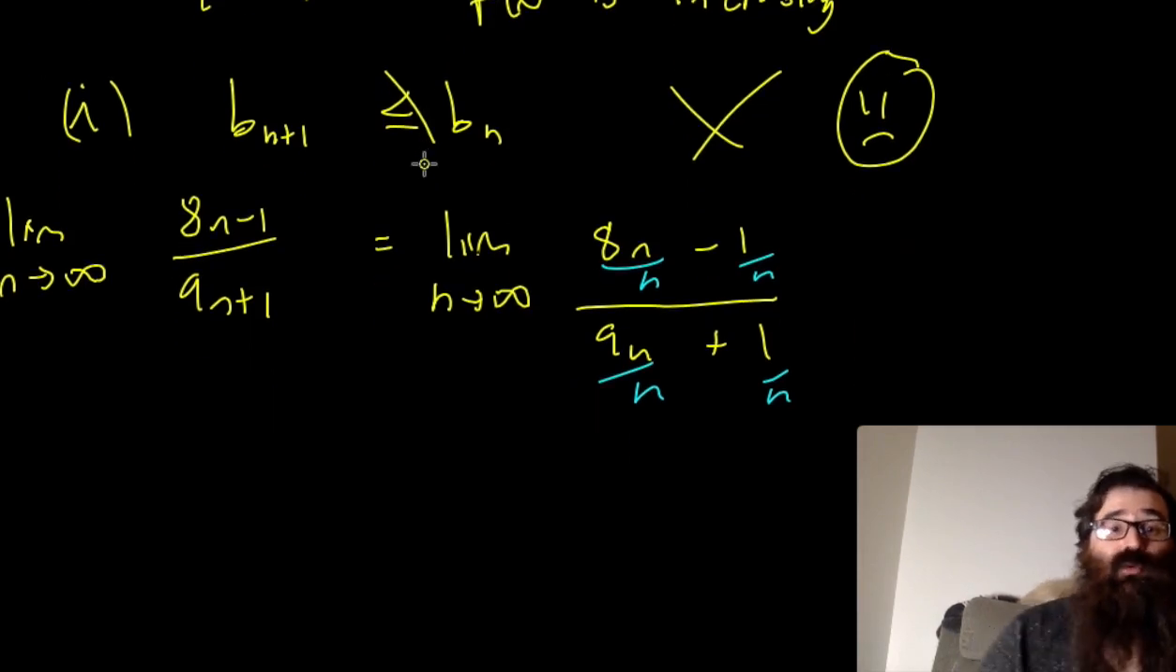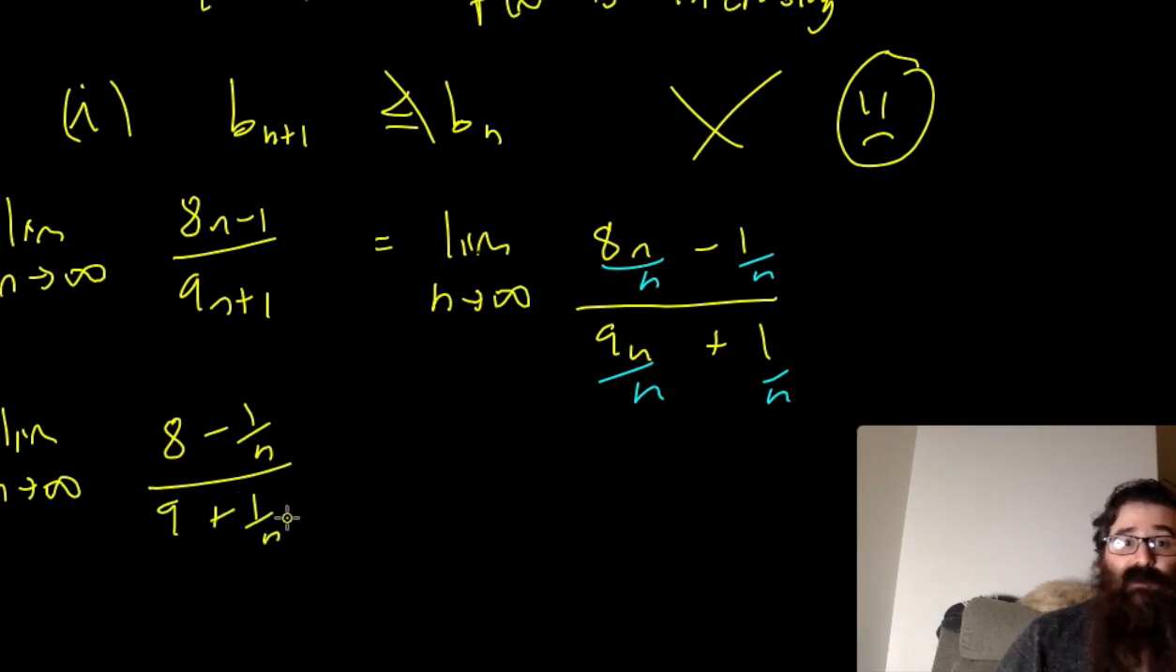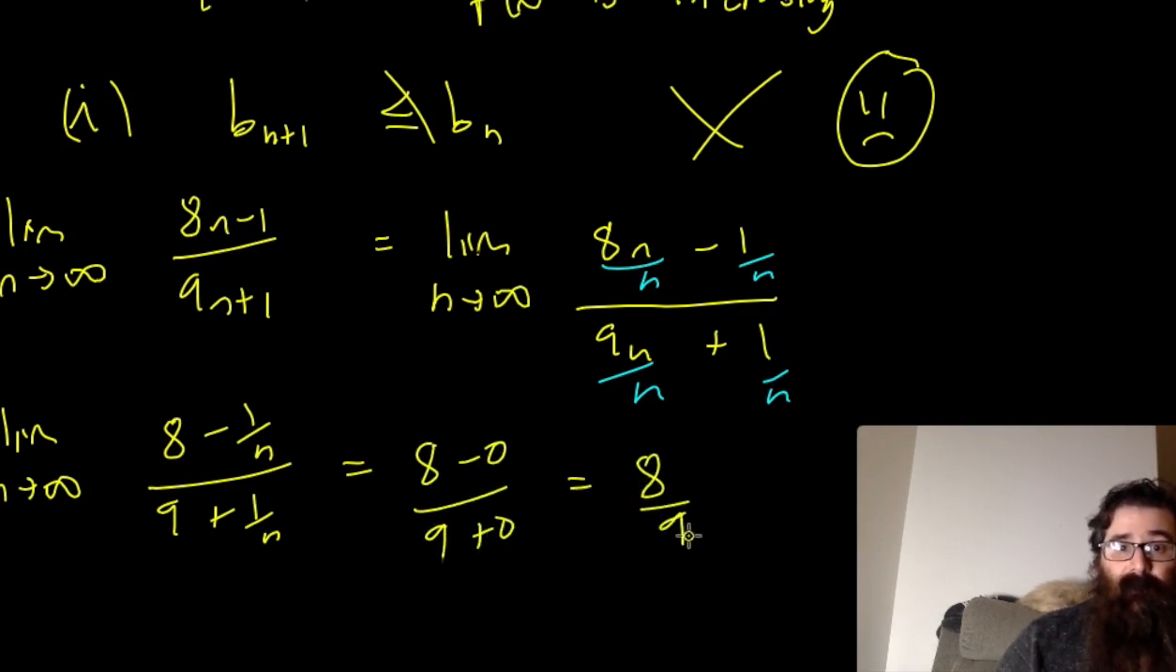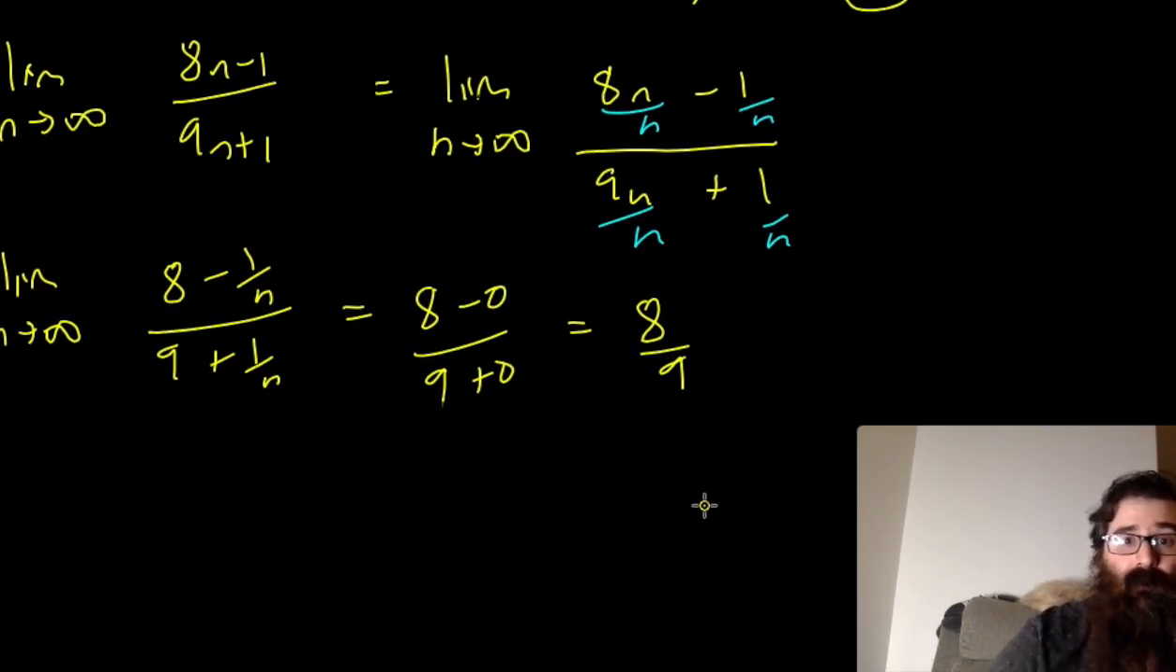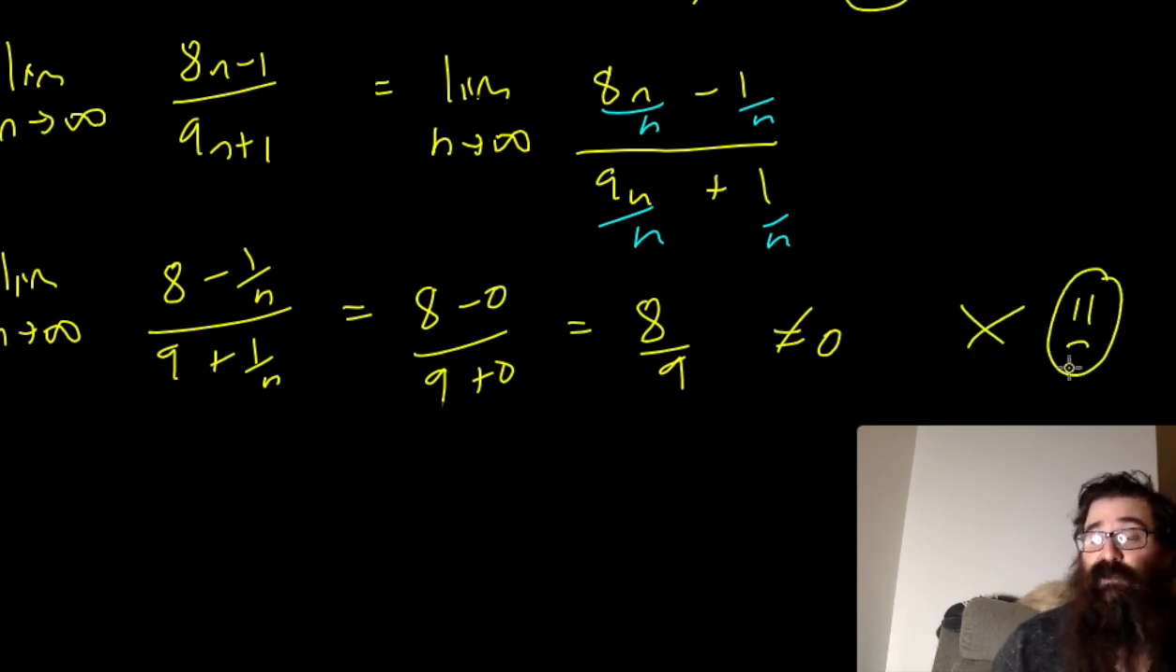So if I were to go ahead and reduce now, this gives me the limit as n goes to infinity of 8 minus 1 over n divided by 9 plus 1 over n. And as n goes to infinity, 1 over n goes to 0. So I get 8 minus 0 over 9 plus 0, which gives me 8 over 9. And this does not equal 0, right? So that second condition of the alternating series test is going to fail as well. And that's now a very concerned, sad face. We're seeing exactly how grave the situation is.